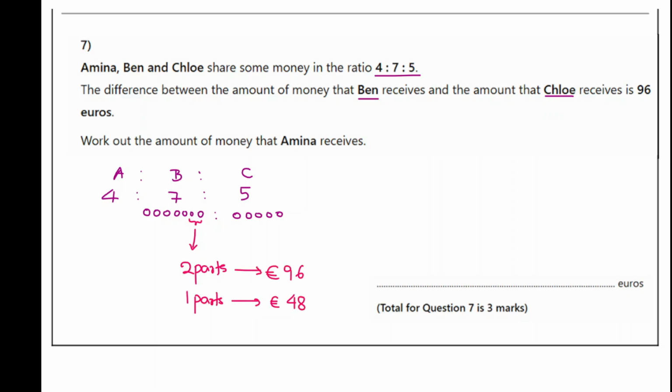Now, let's look at the question. Work out the amount of money that Amina receives. Now, Amina gets how many parts? She gets 4 parts, but we know one part is 48 euros. Just multiply it by 4. So you get the answer. She gets 192 euros.